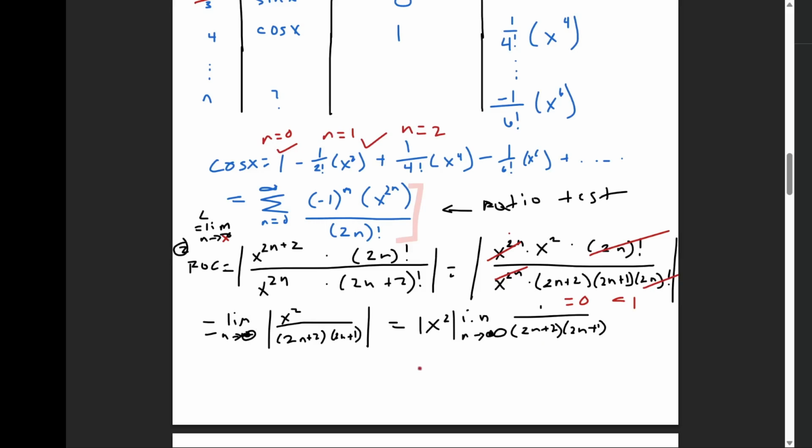In this case there are none, because whatever you plug into x right here, it's times 0, right? So that's always going to be 0, so that means it's always under 1, so it's always going to converge. So that means this thing converges for all x, okay?